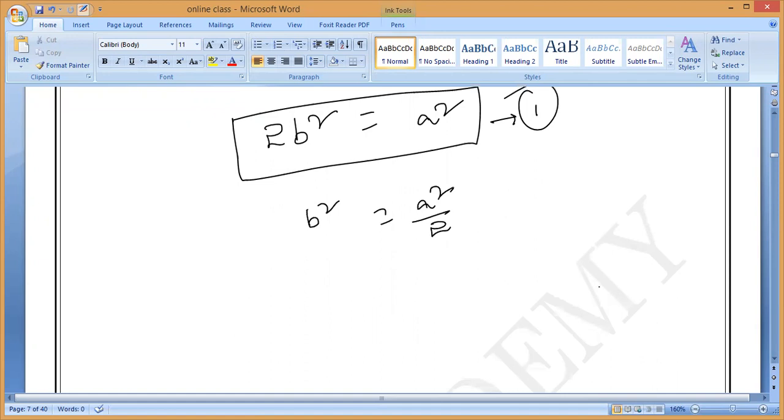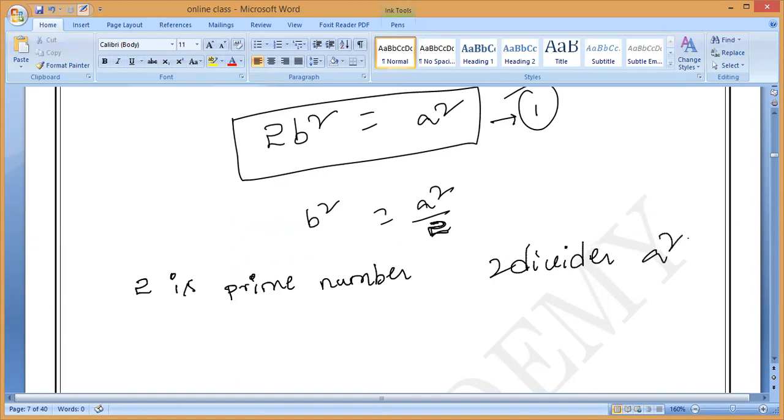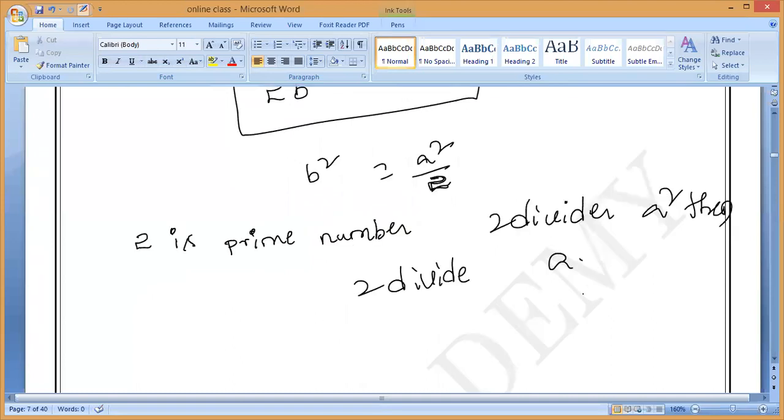2 divides A square. First, 2 is a prime number. By Theorem 1.3, if a prime number 2 divides A square, then 2 divides A also. So 2 is a factor of A.